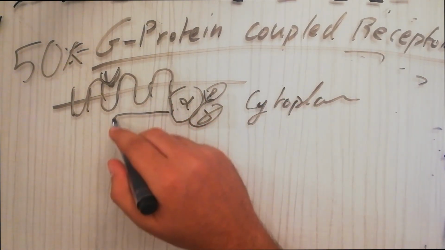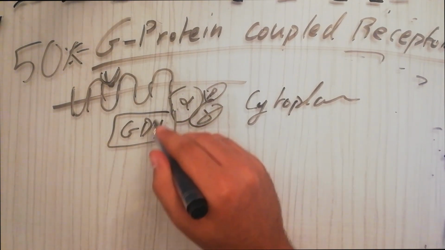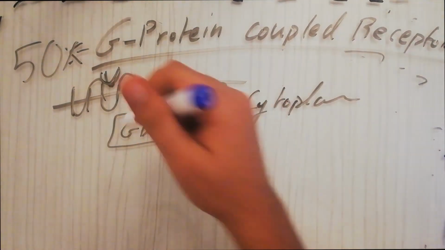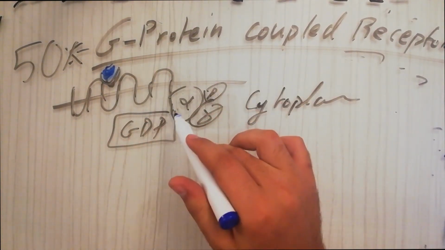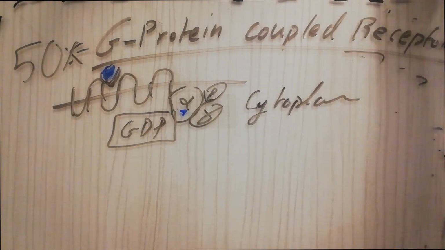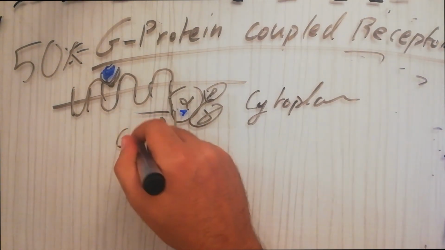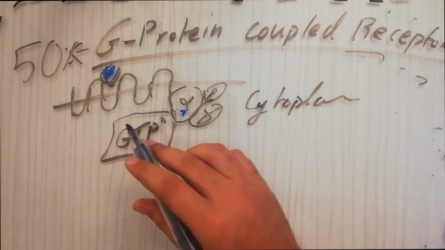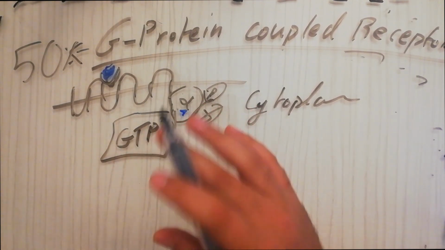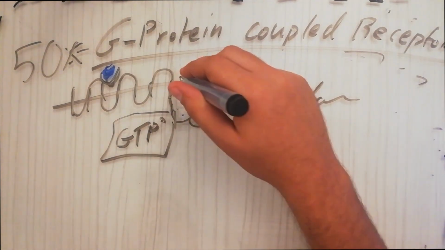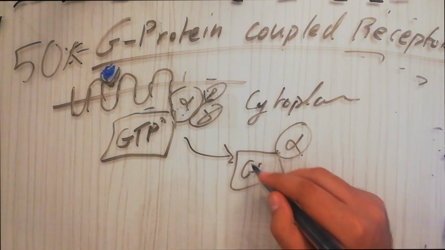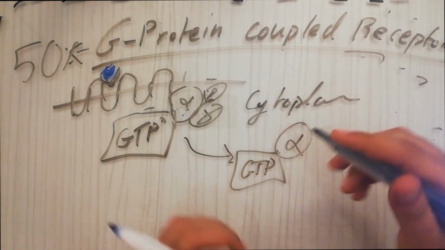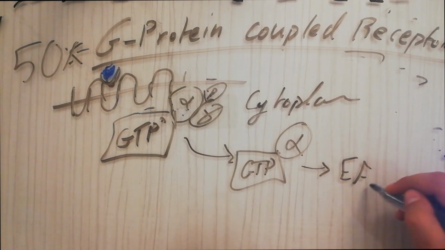And the alpha subunit is bound to a GDP molecule. And when a ligand stimulates or activates this receptor, it causes a conformational change that travels all the way into the alpha subunit and causes the GDP molecule to leave its place and for a GTP molecule to take its place. So it causes a GTP to bind in place of the GDP molecule. This in turn activates the alpha subunit and causes the alpha subunit with its GTP molecule to detach from the receptor and bind to the effector.